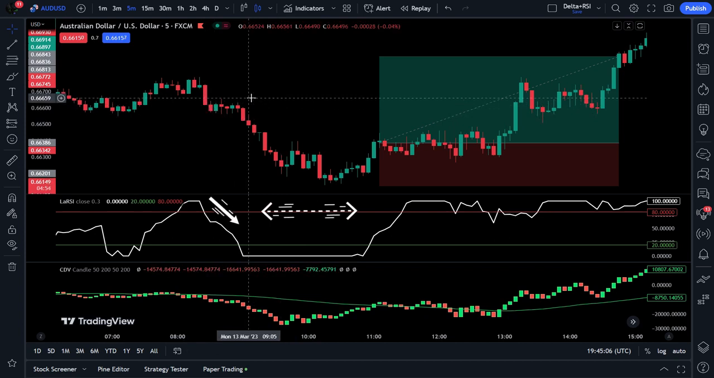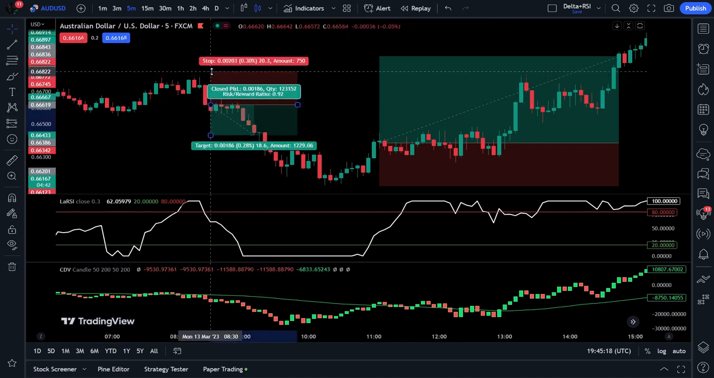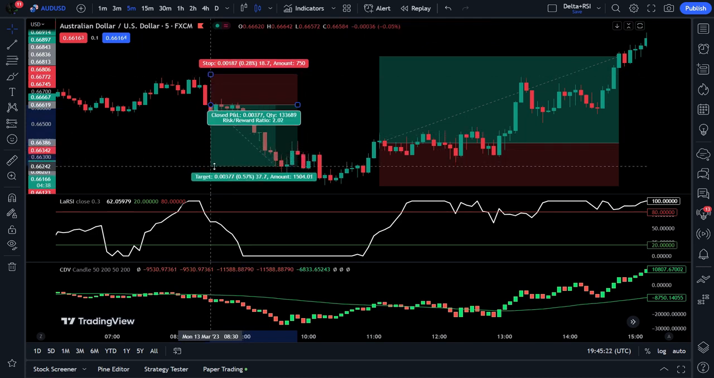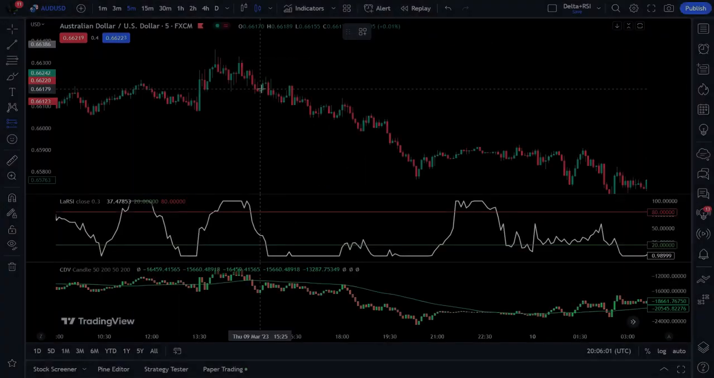Our Laguerre RSI has broken out of the overbought 80 range colored in red. And our cumulative delta candles are red and below the 50 SMA. So let's take a short position. We set our stop at the recent swing high and we target 1 to 2. Let's run through one more example, and then we will run through what not to do with the strategy and the easy mistakes that can be made by traders when trading this.